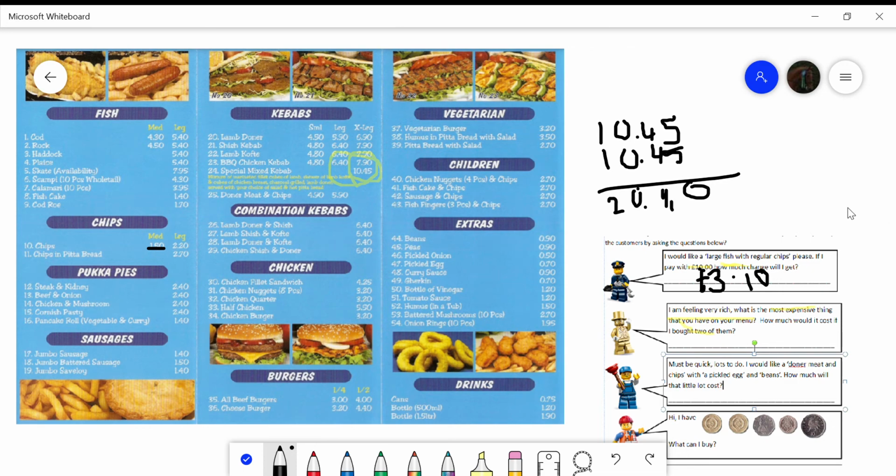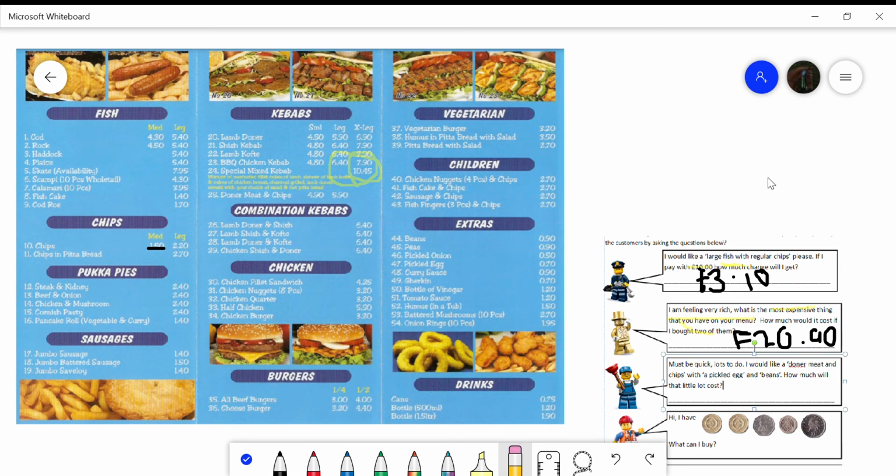£20.90. That's an expensive takeaway, isn't it? So 2 of them would be £20.90. Okay, excellent. We must always remember that if it's asking you what is or which, it's asking you for the name, it's not asking you for the price.